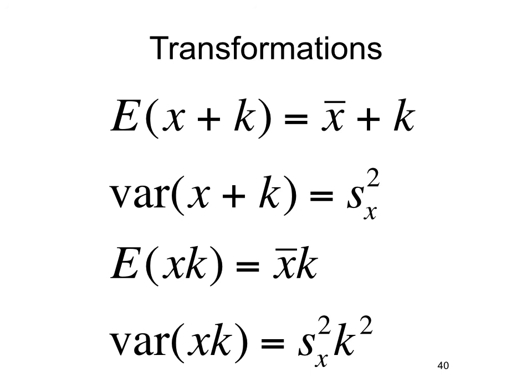Okay. On the other hand, let's multiply the distribution by something. Let's multiply it by k, a constant. So if we do that, the expected value of x times k is x bar times k. Remember, k is a constant. It just means its value doesn't change. X changes. It's a variable.